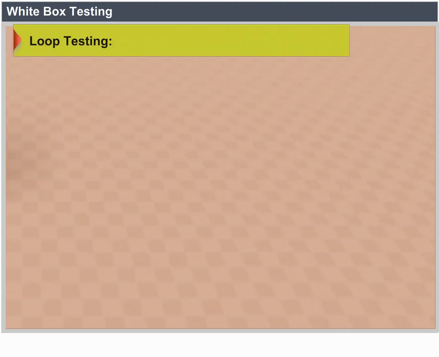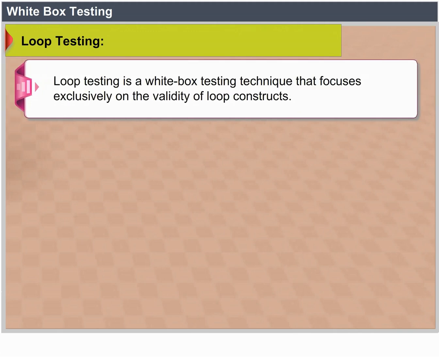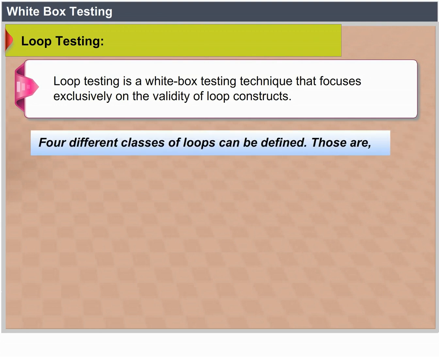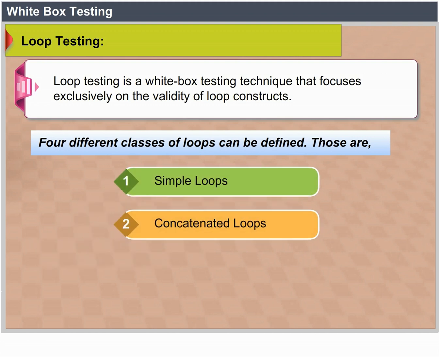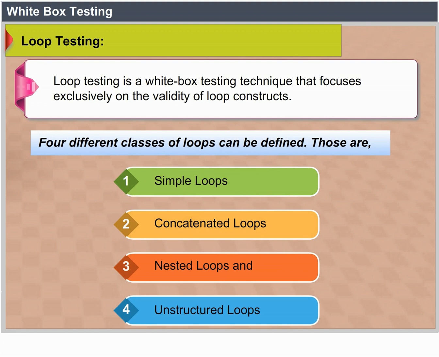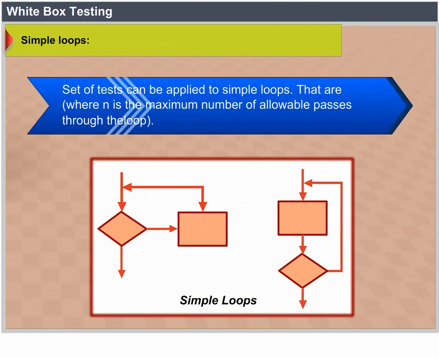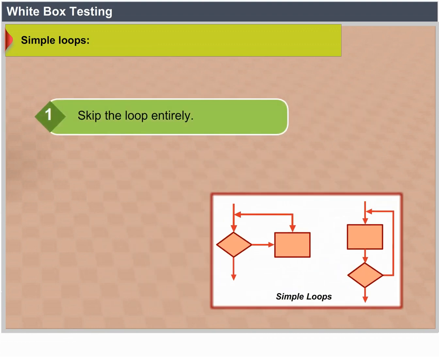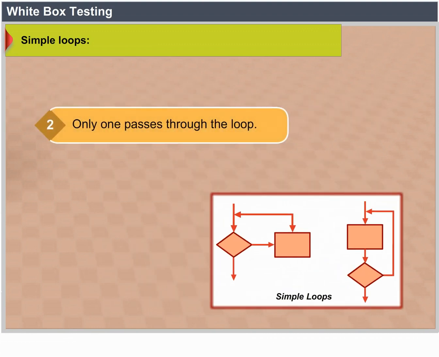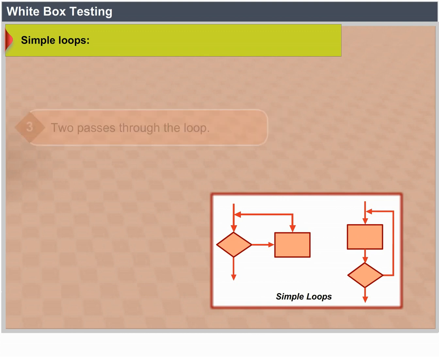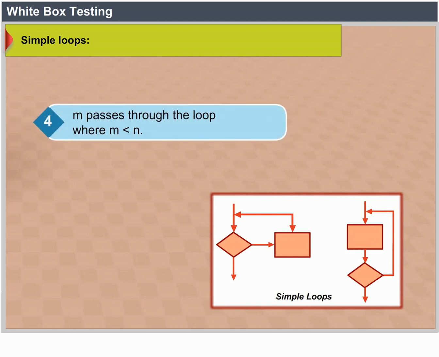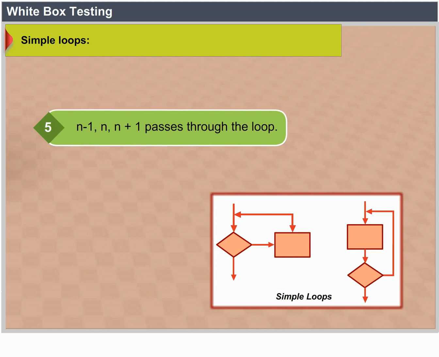Loop testing. Loop testing is a white box testing technique that focuses exclusively on the validity of loop constructs. 4 different classes of loops can be defined: simple loops, concatenated loops, nested loops, and unstructured loops. Simple loops. A set of tests can be applied to simple loops, where n is the maximum number of allowable passes through the loop. Skip the loop entirely. Only 1 pass through the loop. 2 passes through the loop. m passes through the loop, where m is less than n. n minus 1, n, and n plus 1 passes through the loop.